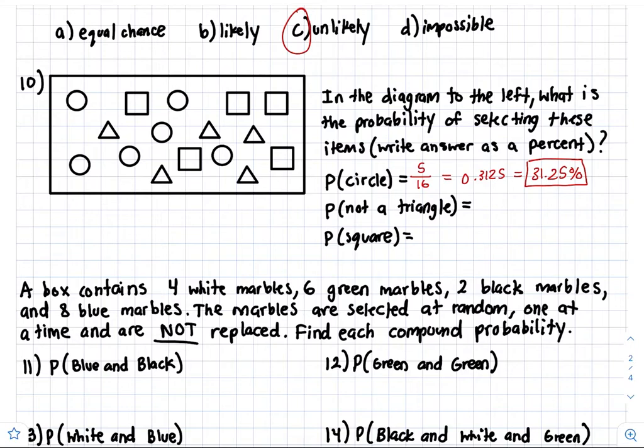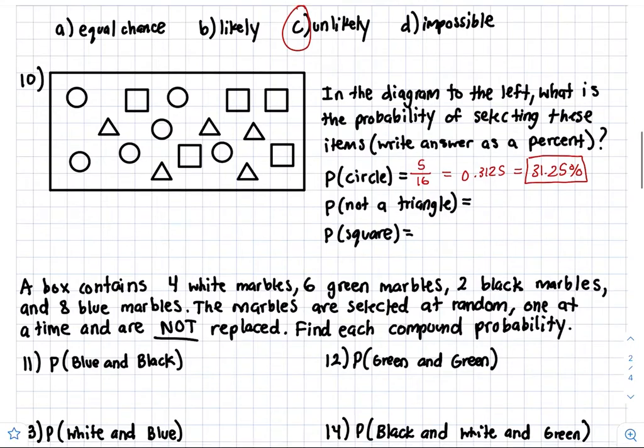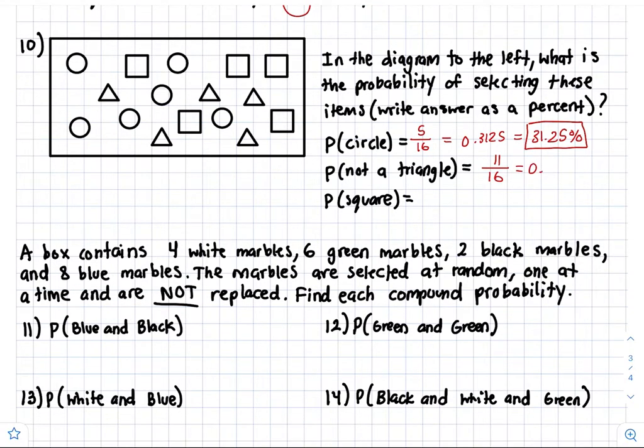Okay, the probability that it's not a triangle. Well, I see 5 triangles in here. If you know there's 16 total, and 5 of them are triangles, then you know 11 of them are not triangles. 11 divided by 16 is 0.6875, and as a percentage, move the decimal place 2 to the right: 68.75%. Now the probability of it being a square, remember there's still 16 shapes in total.